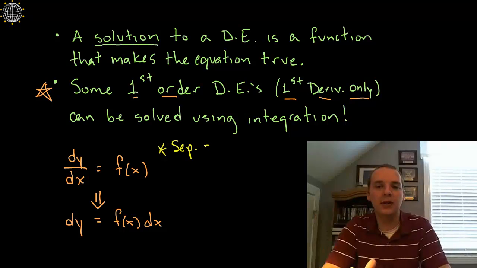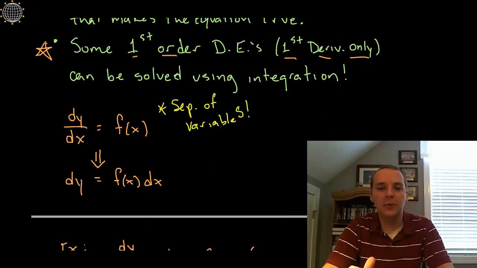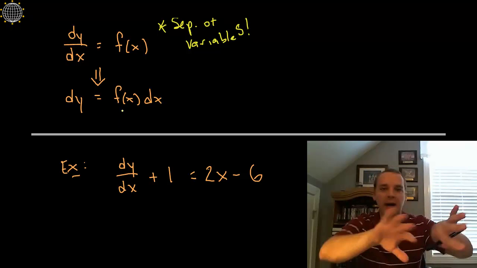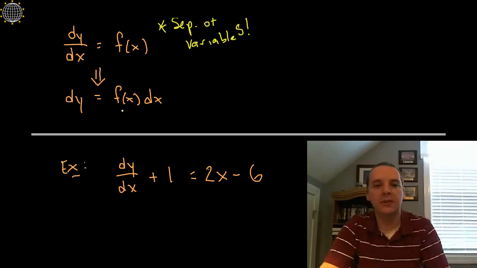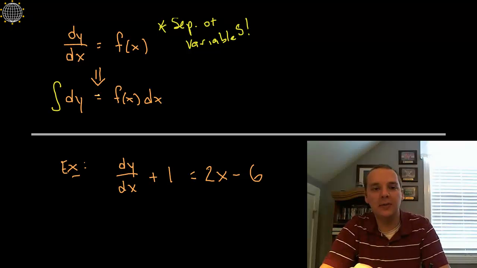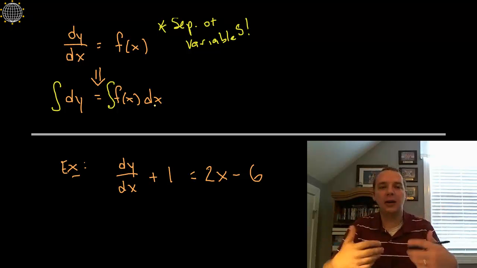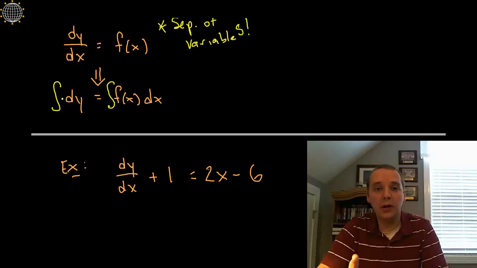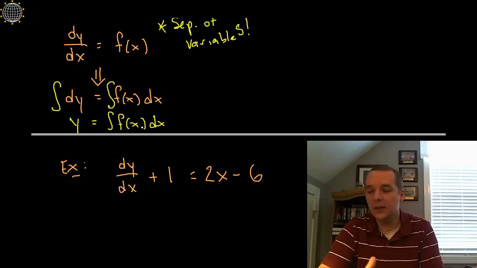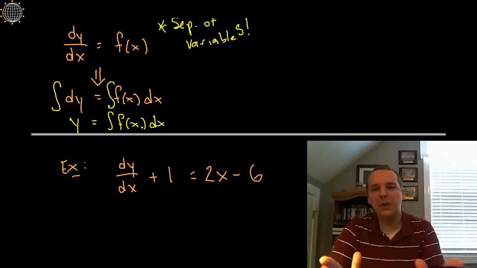This is called separation of variables. The reason it works is that if you can separate the y's from the x's, or the y's from the t's, then you can integrate the left-hand side and the right-hand side, and the dy and the dx are your variables of integration, and it brings back the original. So the integral of 1 with respect to y would be y, and the integral of f of x dx, assuming we can take that integral, would yield our answer.